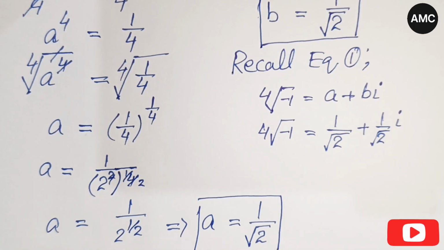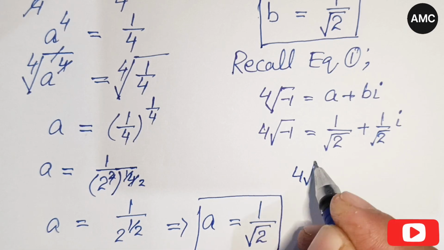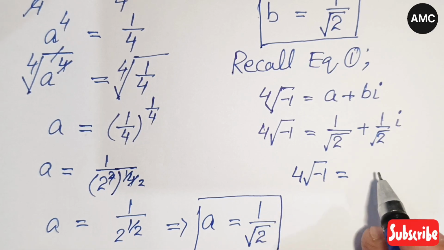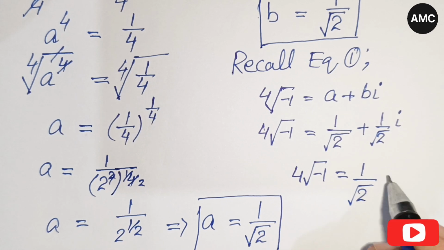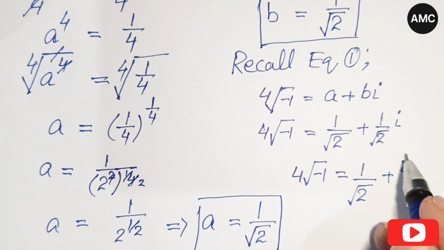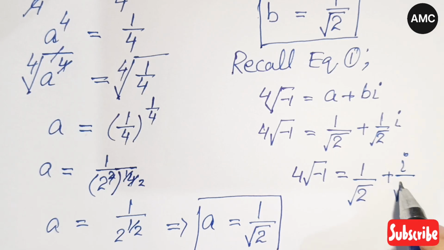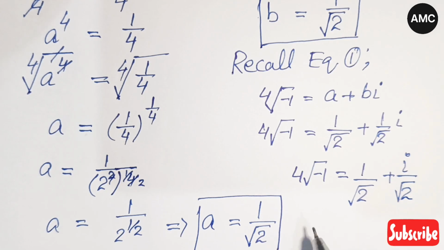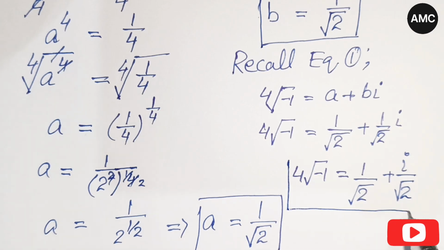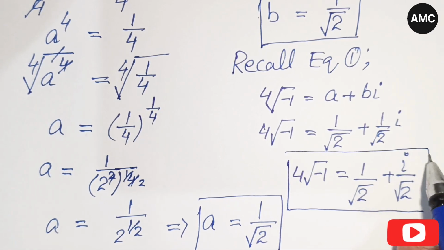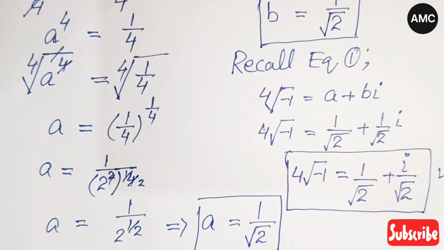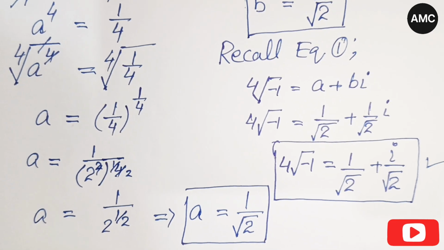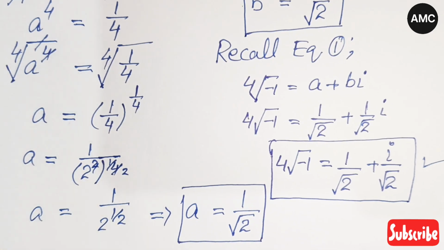So here we have fourth root of minus 1 is equal to 1 over square root of 2 plus iota times 1 is iota over square root of 2. So it is our final value, that we have just simplified fourth root of minus 1 to 1 over square root of 2 plus iota over square root of 2. So it is our final answer.